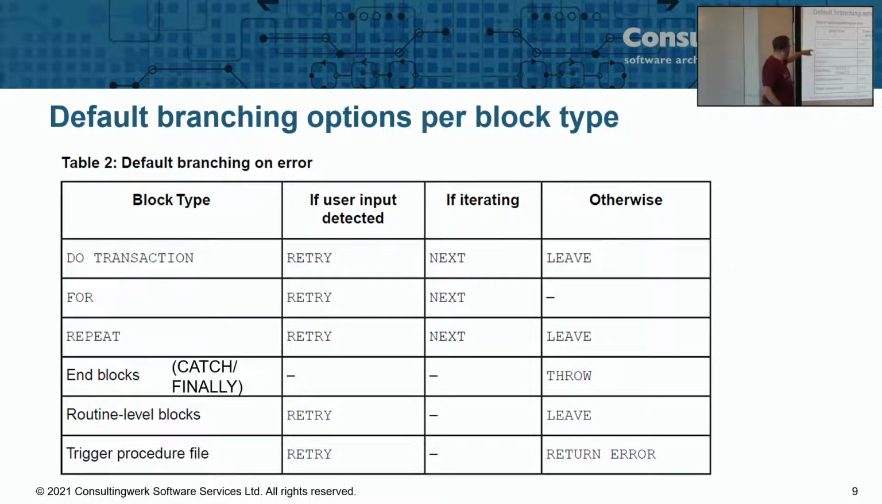So the do transaction, when there's user input, the user gets a chance to correct it. So you have an update statement, that's user interaction. Then a validation fails, well, then you undo, retry, which makes a lot of sense. You show the user an error message and he can retry his entry. In an iterating next, there's no user that could fix something, so why try again? And if it's neither user input or iterating, then we are in this otherwise column.